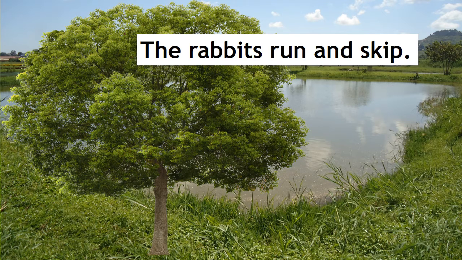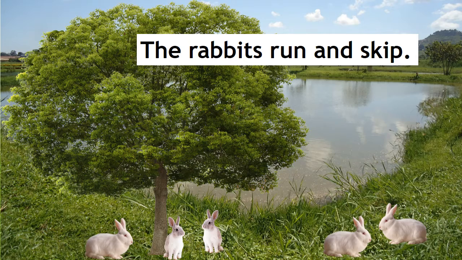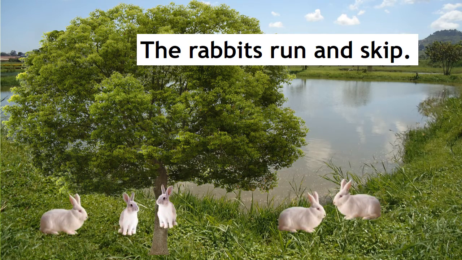The rabbits run and skip. Students, what does a rabbit do? A rabbit runs and skips. Skips means it used to jump. They used to run and jump. Run and jump. See how? The rabbits run and skip.